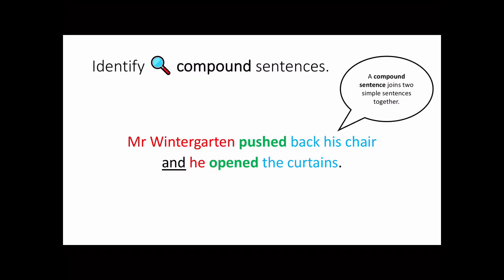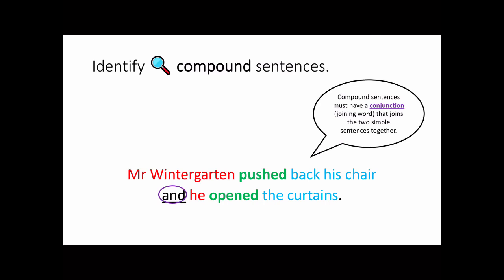Identify compound sentences. A compound sentence joins two simple sentences together. Mr. Wintergarten pushed back his chair and he opened the curtains. You can see that each simple sentence has a noun and a verb. We have joined those two simple sentences together.